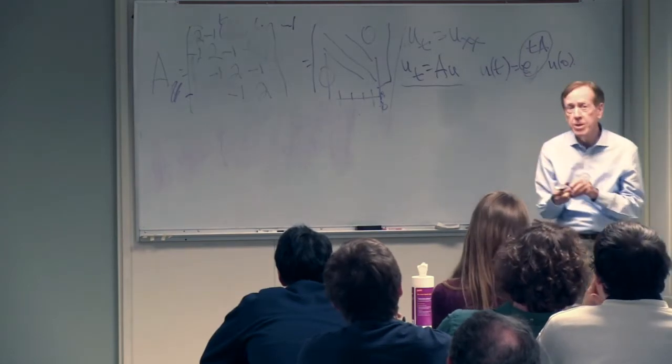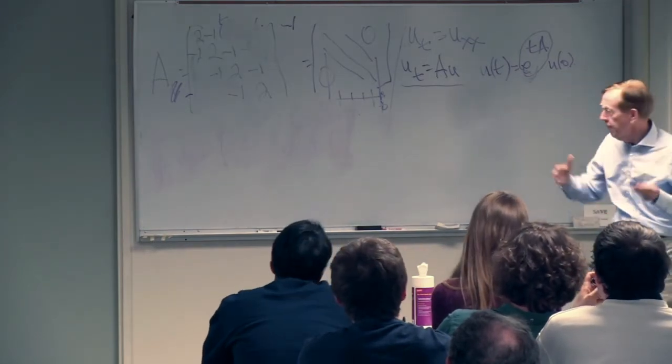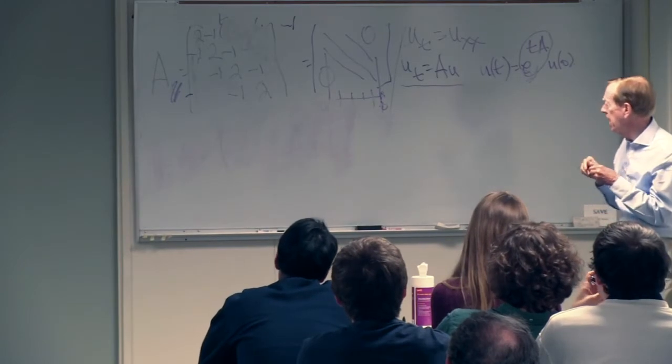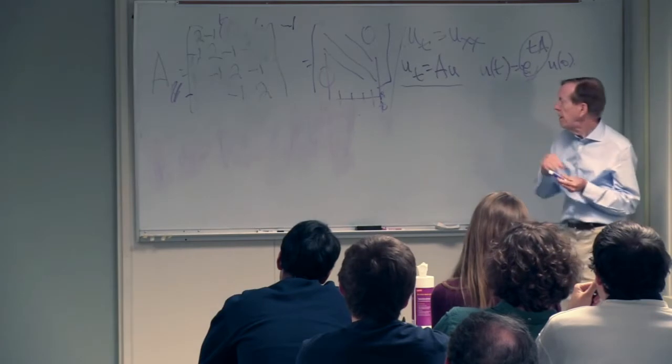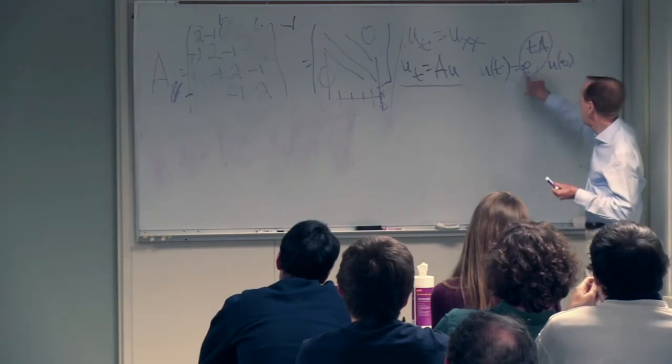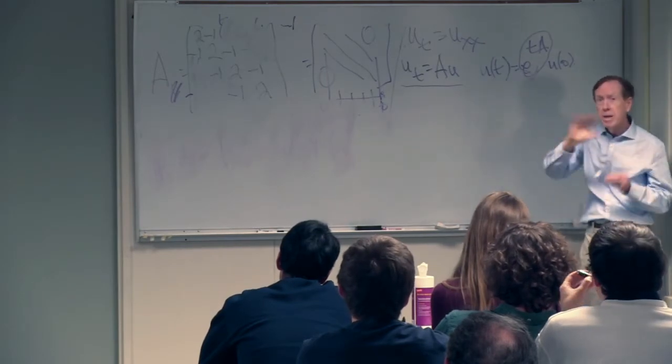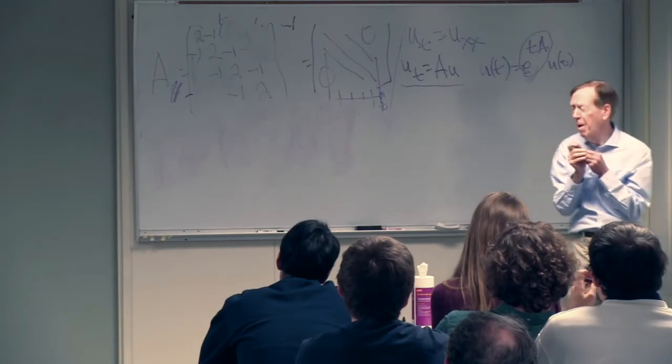So that's the question. How, for a nice matrix like this, coming from a real problem, can we get more information than just stopping with writing e to the tA and leaving it there?